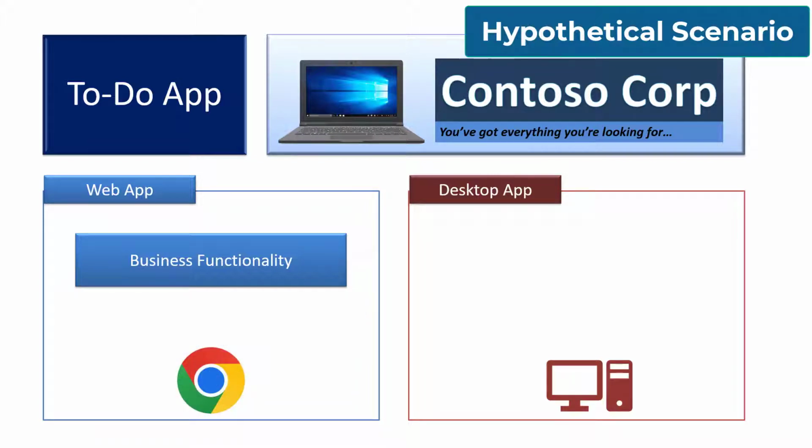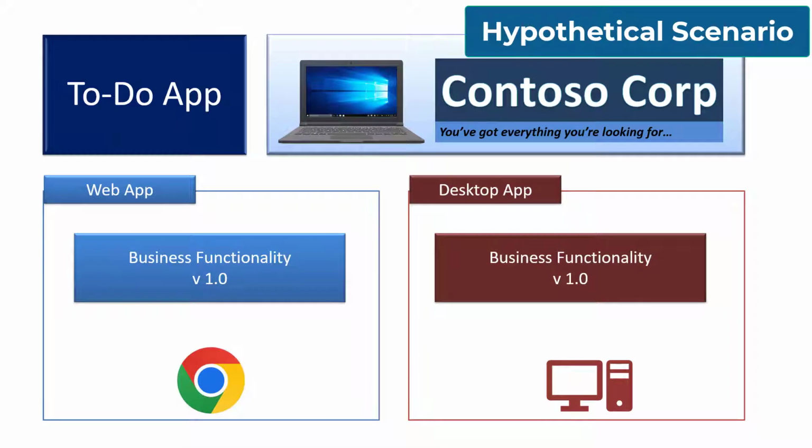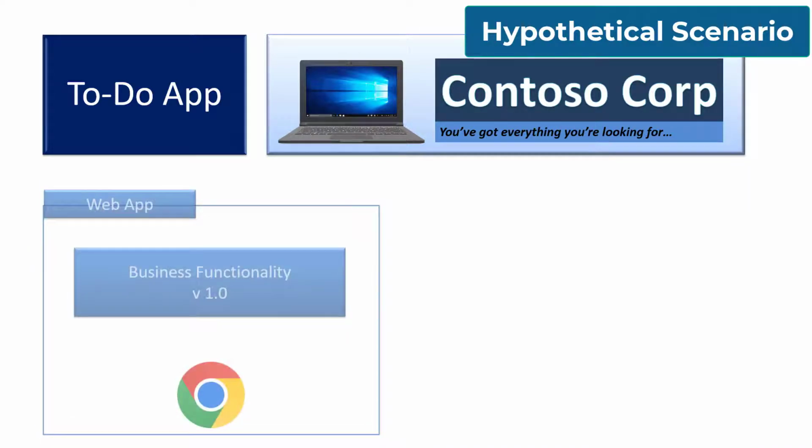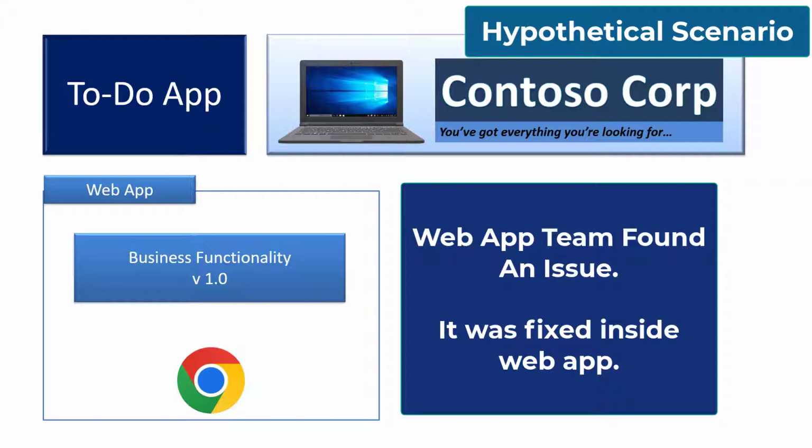Now there is a separate team which is supposed to work on the desktop application, and that team decided that they will copy the source code, the full business logic, from the web application project into the desktop application project. Simple solution, right? So let's move forward. The source code is copied from the web application project to the desktop application, and both the projects are now working. But a few days later, the web application team figured out some issues in the ToDo functionality.